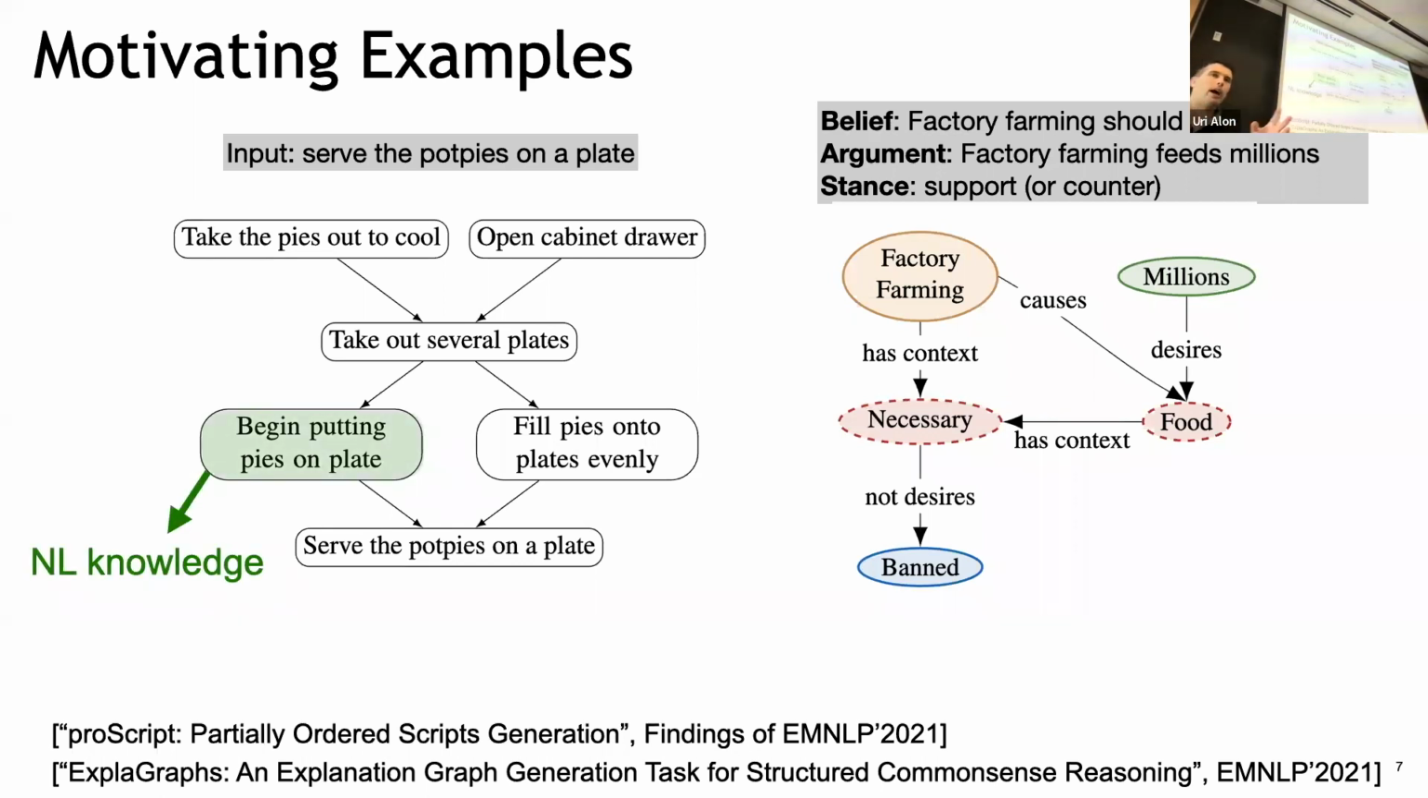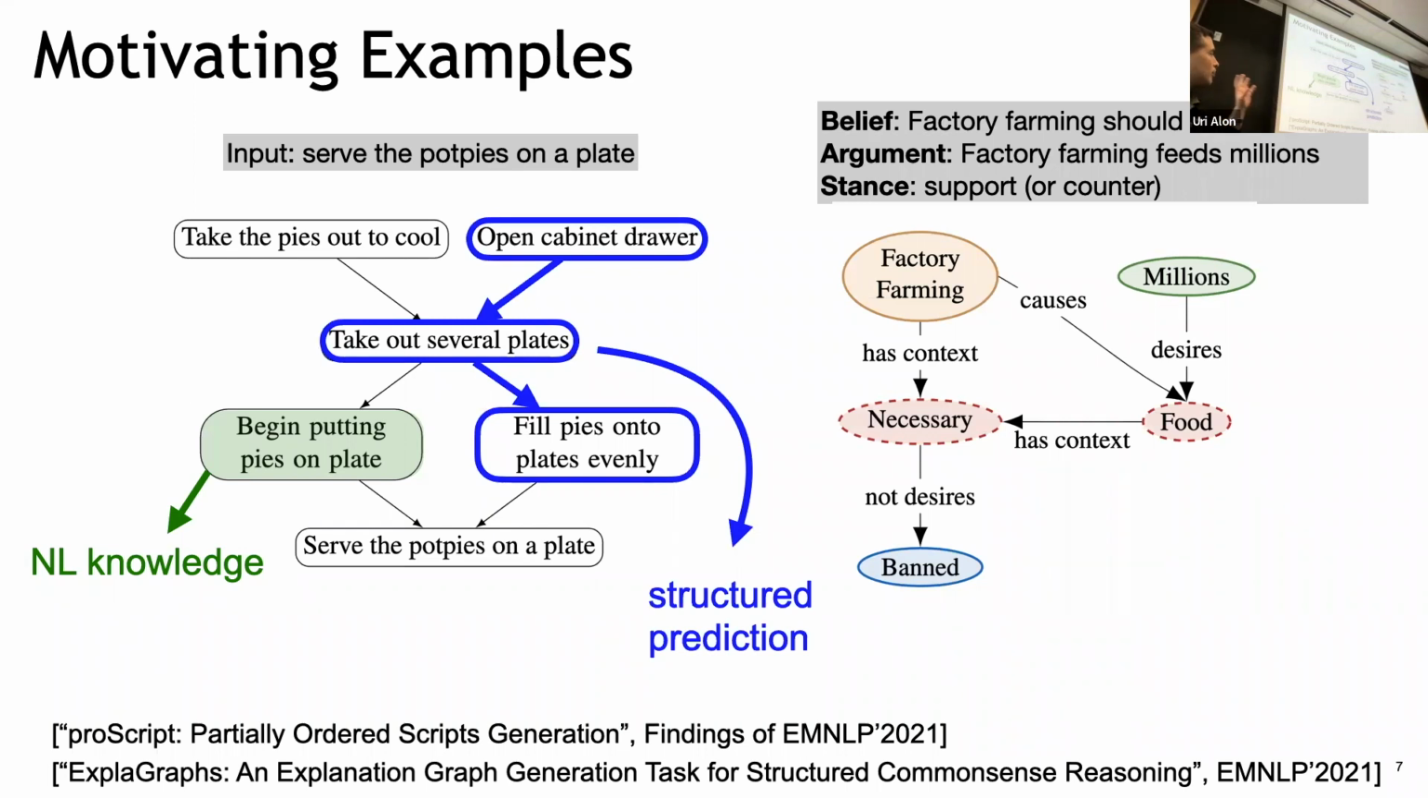Notice something a bit unique about these kinds of tasks, that they require both natural language knowledge, we need the model to actually understand what serving pot pies on a plate means. So the model needs to have a large enough capacity of natural language understanding and modeling, but also the model needs to be able to perform structure prediction and actually generate complex graphs. So these are two abilities that these kinds of tasks require.